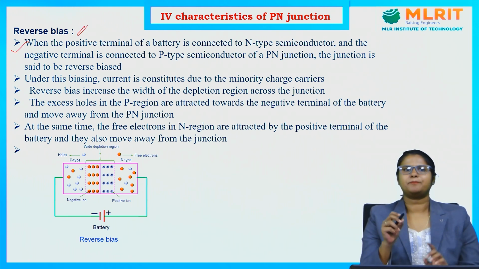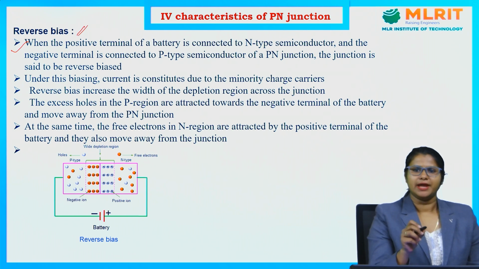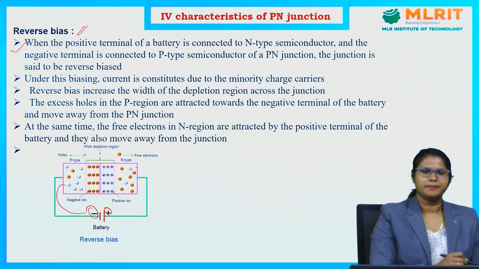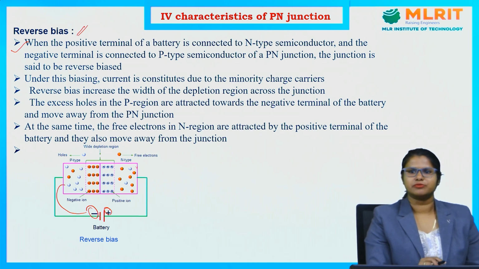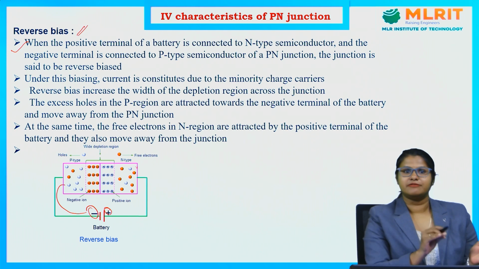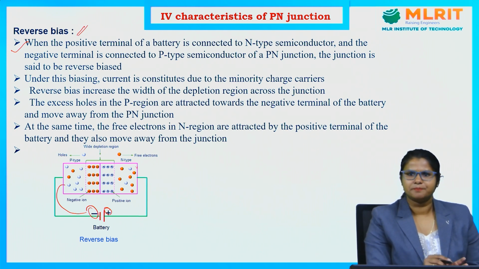When the positive terminal of the battery is connected to the N-type semiconductor and the negative terminal of the battery is connected to the P-type semiconductor, this condition is known as reverse bias. So we are connecting this PN junction reversely with the external power supply or external battery.